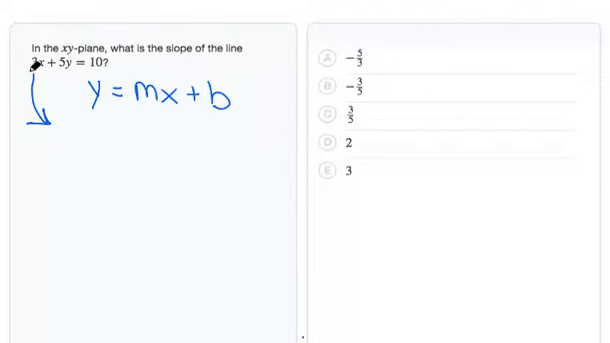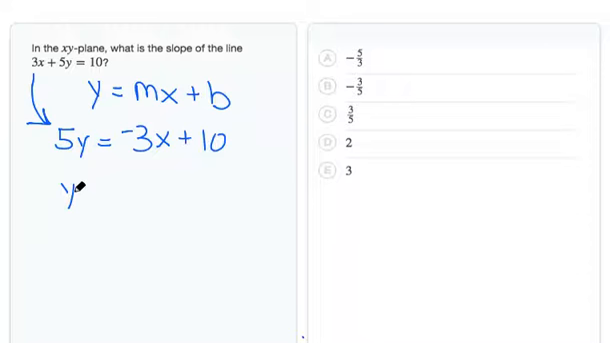First, we'll move this 3x to the other side by subtracting it from both sides. So we have 5y is equal to negative 3x plus 10. We can now isolate y by dividing by 5.